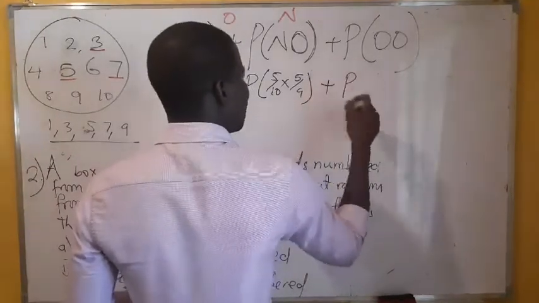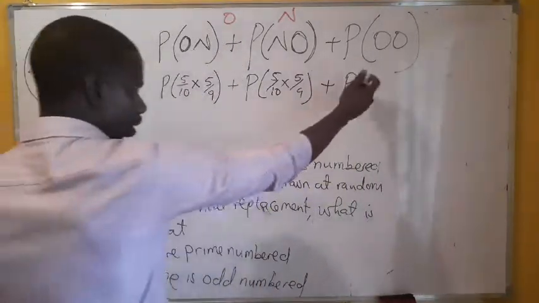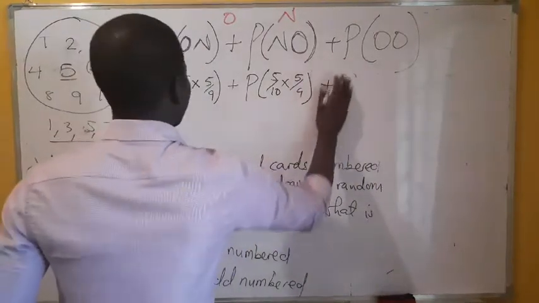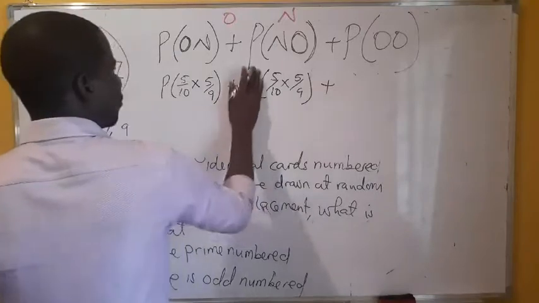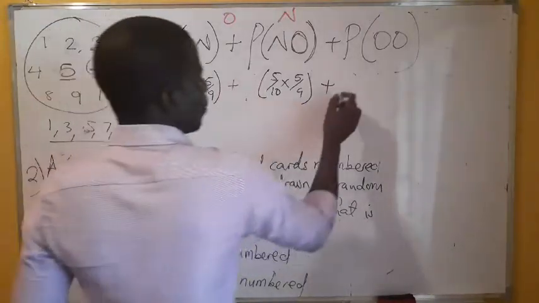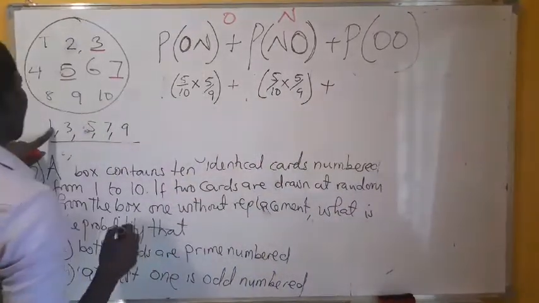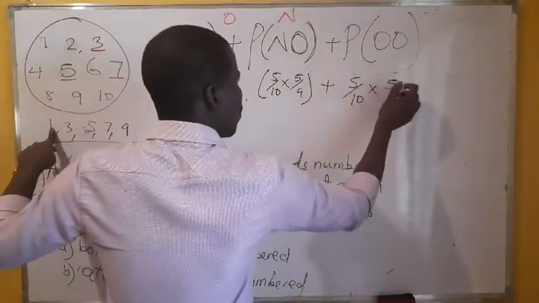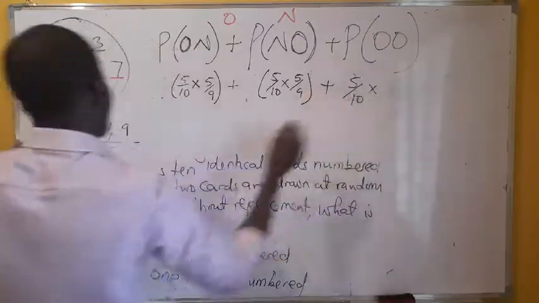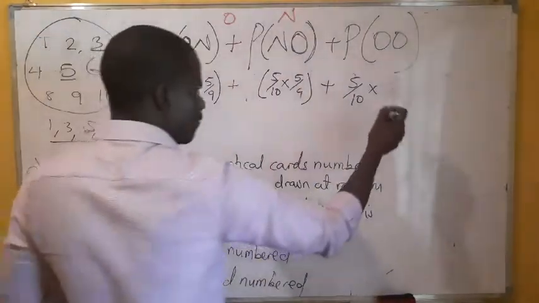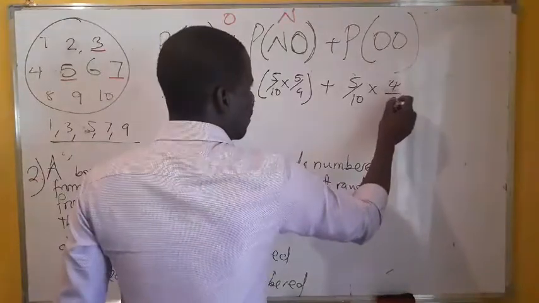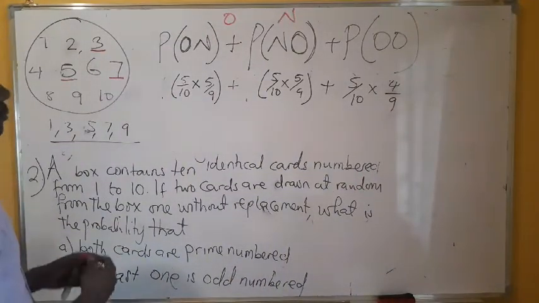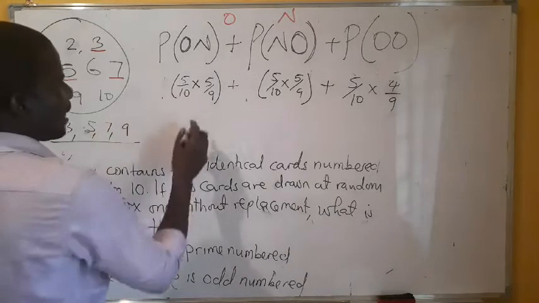Then the probability of picking both of them as odd numbers. Okay? What do we have? The first one is going to be 5/10. Then the second one will be 4, because the odd numbers have reduced now. 1 was taken, and again we're going back for the odd numbers. So it will be 4/9.